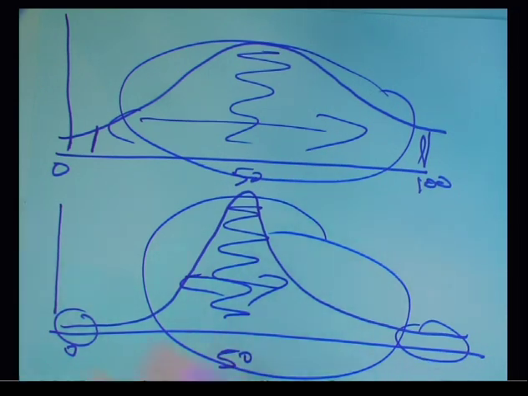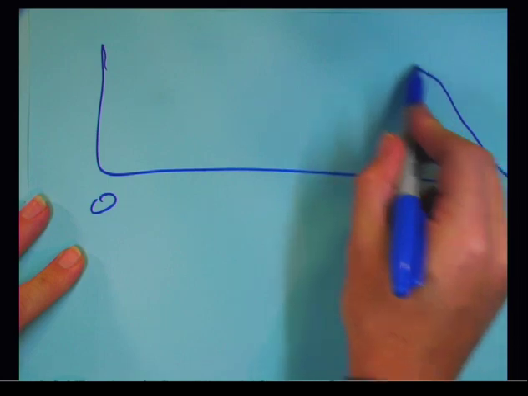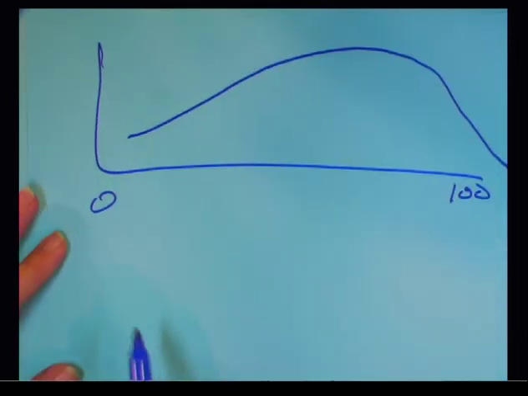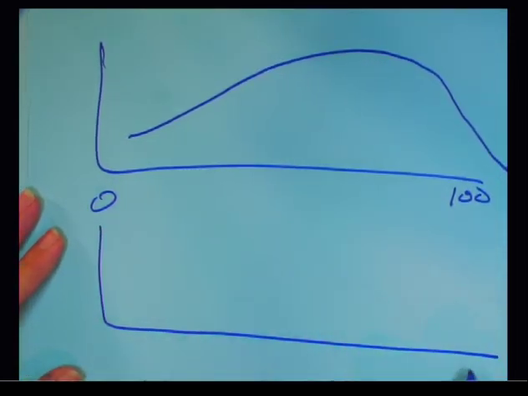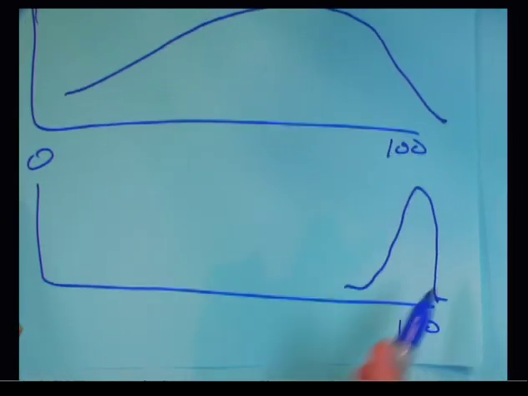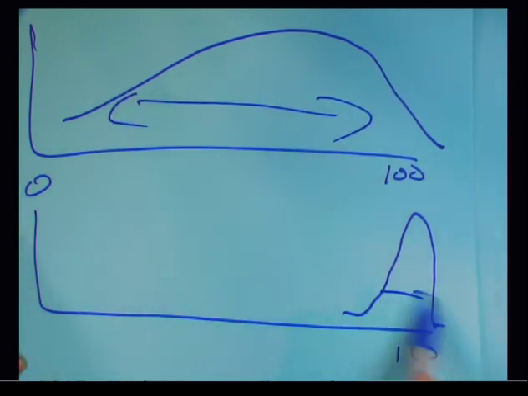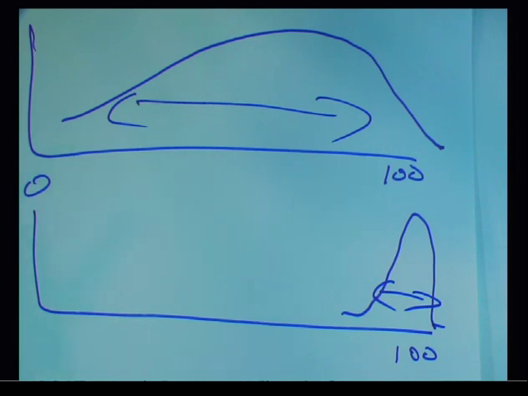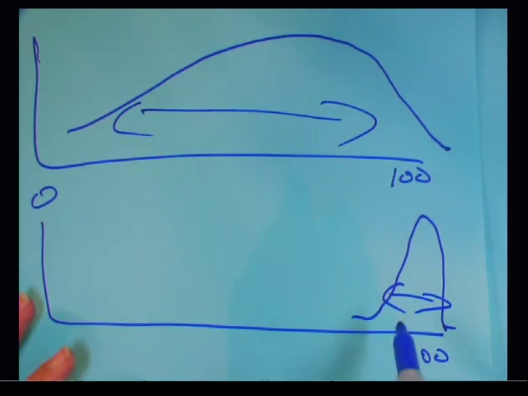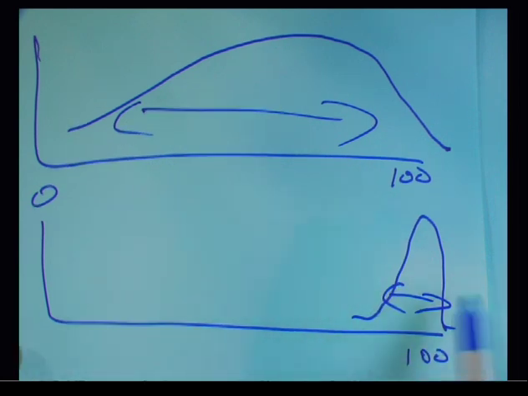I could give you a different distribution. Would you rather be in a class with scores like this, or a class with scores like this? You get to choose. Do you want the class that has them spread out, or the class that has them really tightly together? This has high variance, this has small variance, or variability in the scores. So I would choose this class.